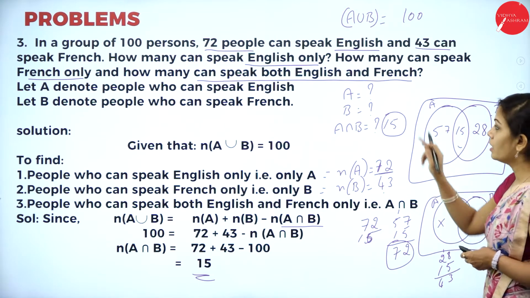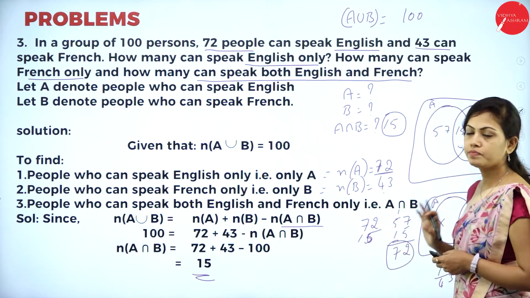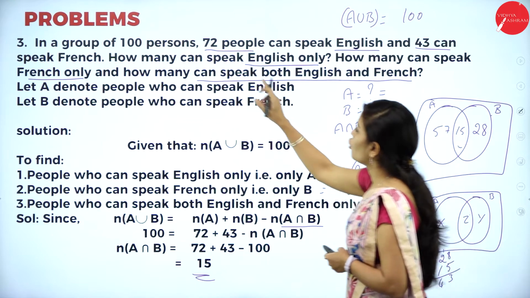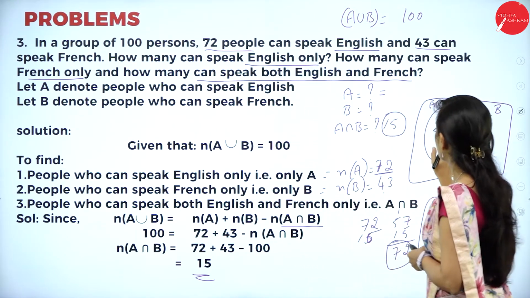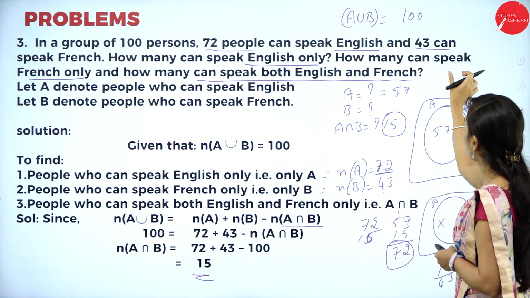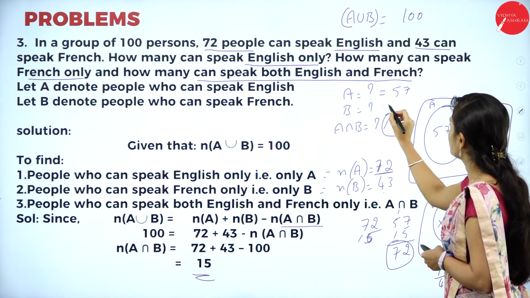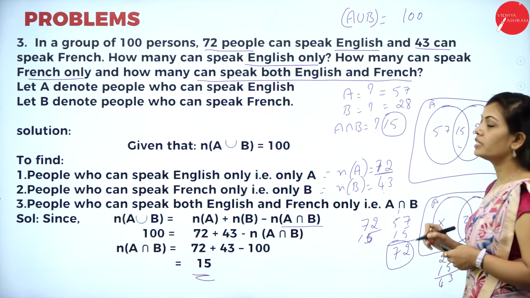So what is the question? How many can speak English only? So 57 students can speak English only. And how many can speak French only? So here 28 students can speak French only.